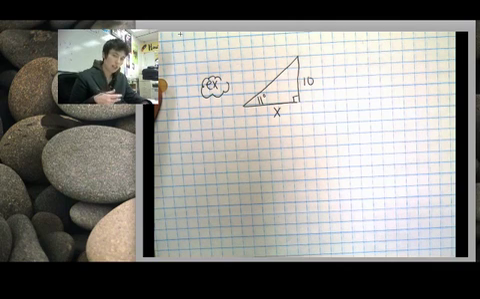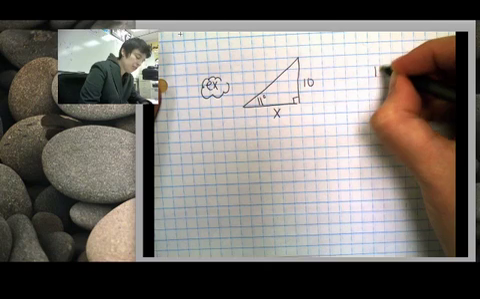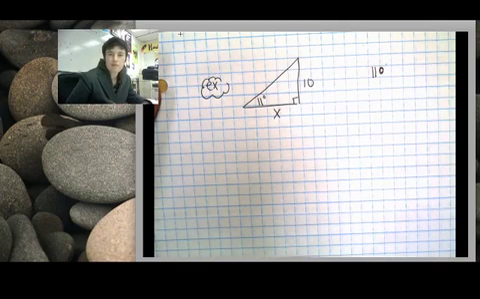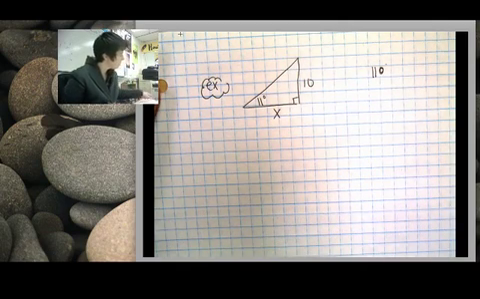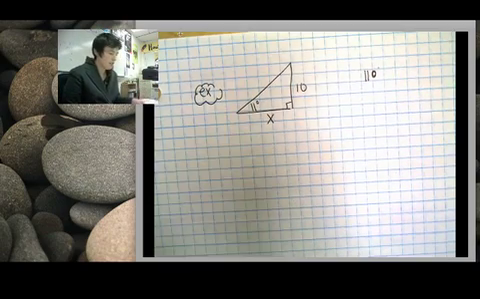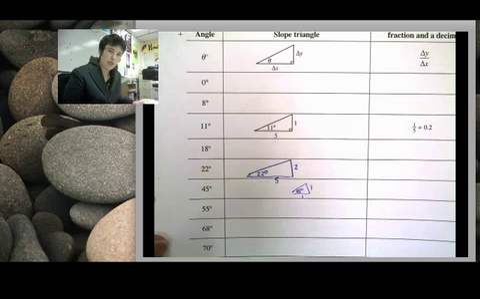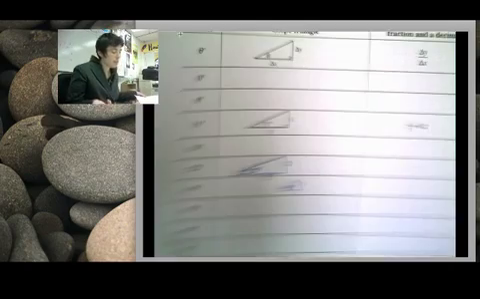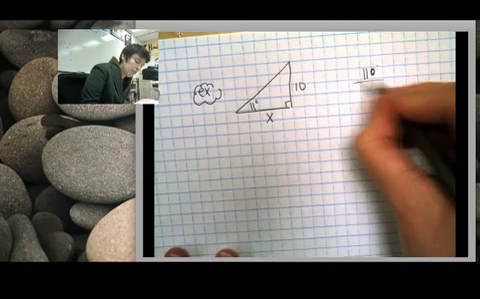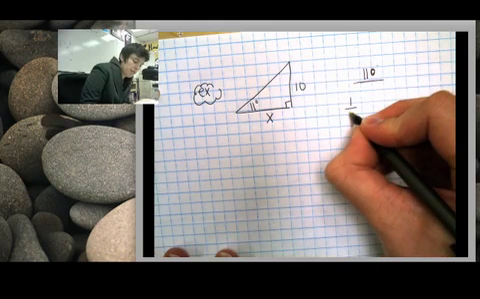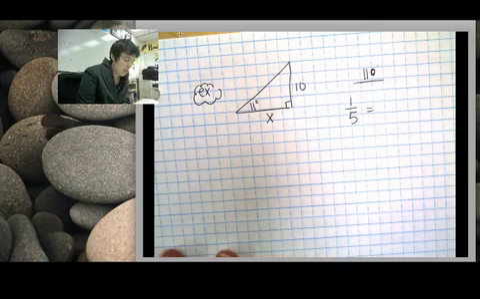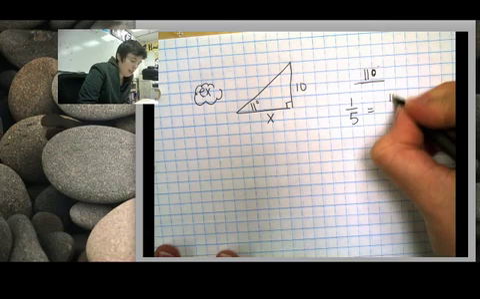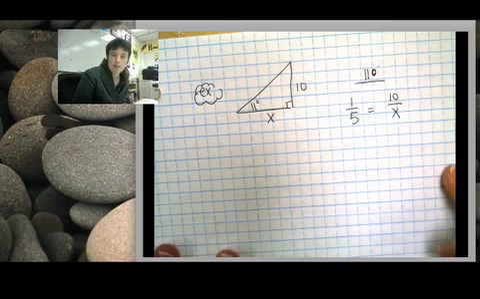Well, look at your trig table. What do we know about 11-degree angles in a triangle? If I look at my table, I happen to know that the ratio for these right triangles with 11 degrees is 1 over 5. So I'm going to build off of that. An 11-degree triangle has a 1/5 ratio. And if it's 1/5, then for this one, it's going to be 10 over x.